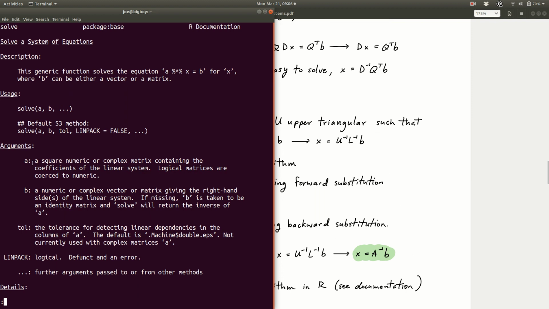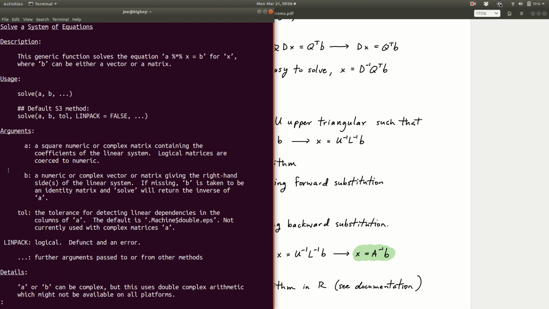Okay, so what's going on here? A is a square numeric or complex matrix containing coefficients of the linear system. That's what we're calling capital A. B is the right-hand side. That's what we're calling B.